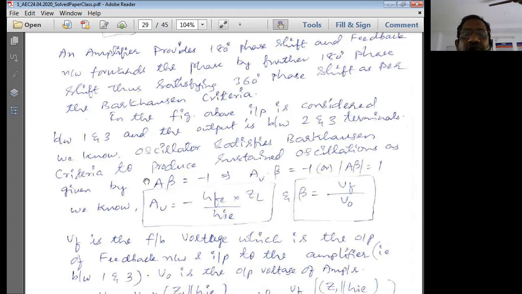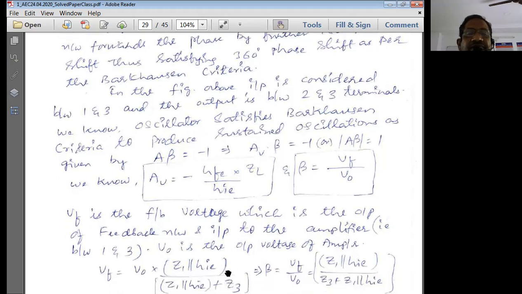So therefore, here we get A beta is equal to minus 1. Why so? Because A is going to give us a minus sign at the output. So therefore, minus A into beta is equal to minus 1. So I can write this as A beta is equal to minus 1, or mod A beta is equal to 1. So this is known as, once again, the Barkhausen criteria under consideration.